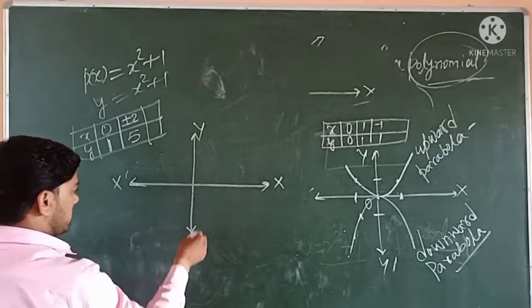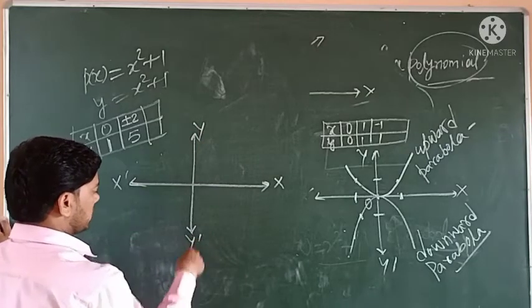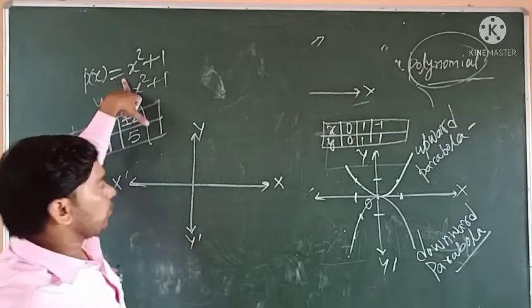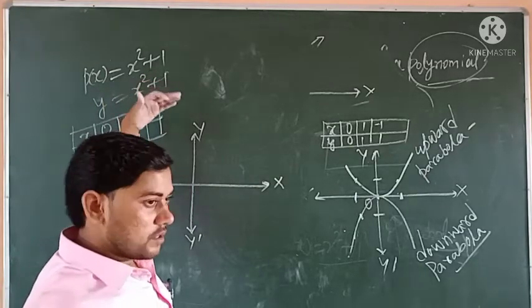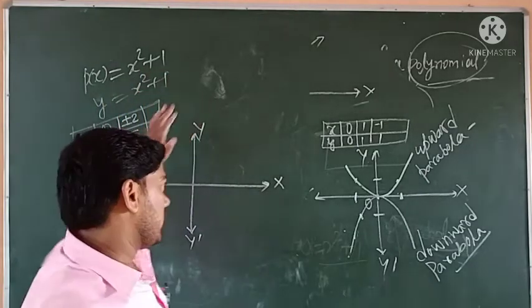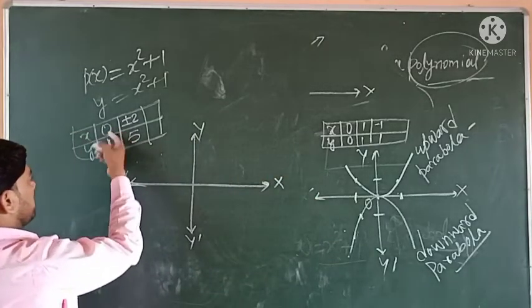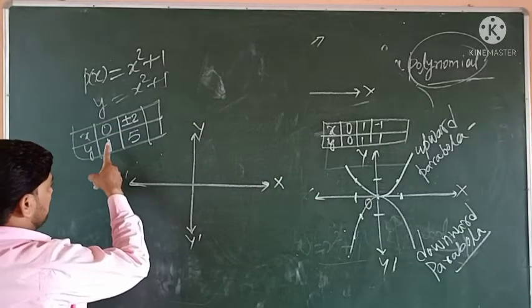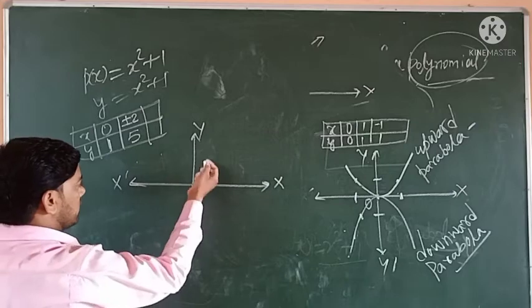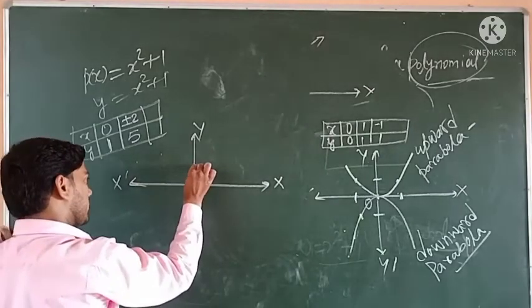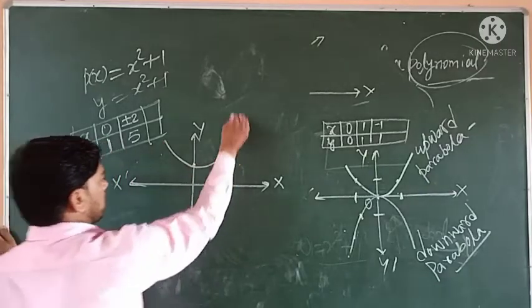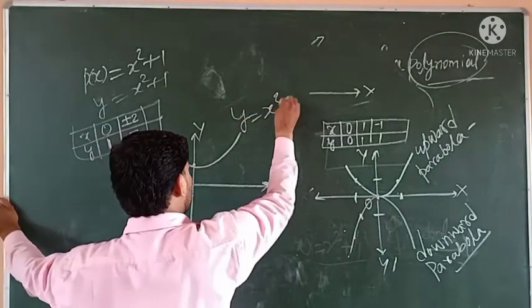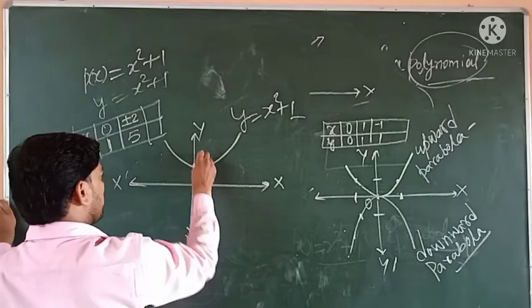0, 1 is on the positive direction of the y-axis, and see, the coefficient of x square is positive, so the graph will be an upward parabola, and it will pass through 0, 1. This is on the positive direction of the y-axis. This is the graph of y is equal to x square plus 1.